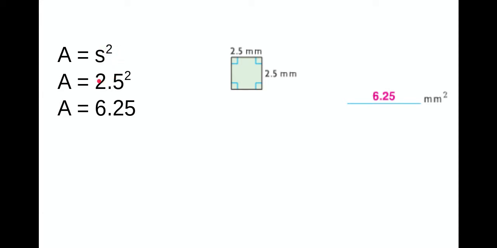So if you have a calculator with this capability, you could do 2.5 and then square it. If you don't have a calculator with this capability, or a calculator at all, you can simply do 2.5 times 2.5. That's what squaring means. You end up getting 6.25, and 6.25 millimeters squared is your answer. Yes, it's the same as 6 1/4, but since we're using decimals, try to use decimals here in your answer.